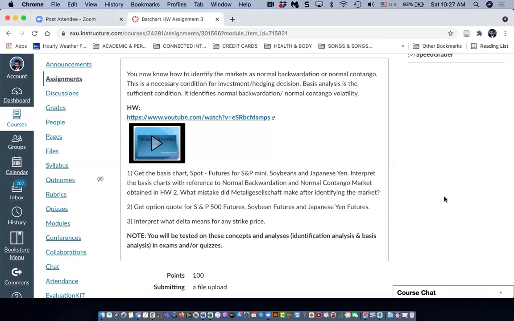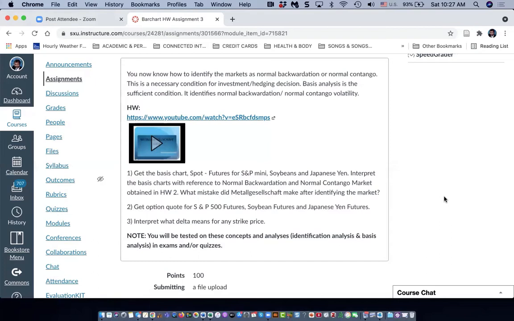Can you check your basis? What do you think you would see the basis as, downward sloping or upward sloping? Like you said, the market changed to contango. It was backwardation, but then it changed to contango. In that case, I would see the basis downward sloping.